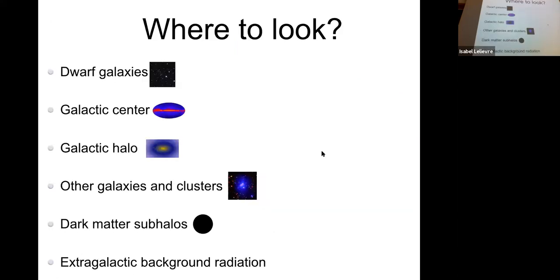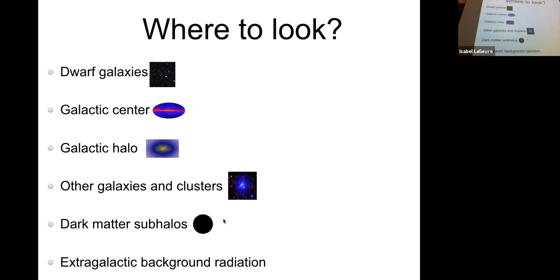So let's look at what they see. We've already discussed a little bit the range of possible indirect searches. There are lots of options. We can look at the dwarf galaxies of the Milky Way, we can look at the galactic center, we can look at the halo of the galaxy that we're immersed in, we can look at extragalactic objects, other galaxies and clusters.